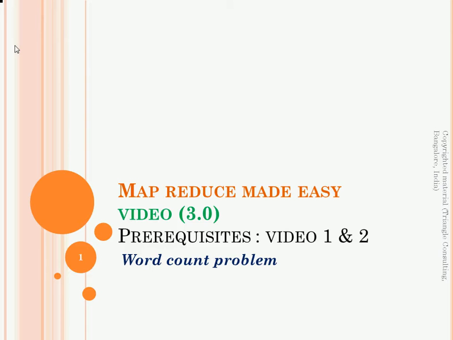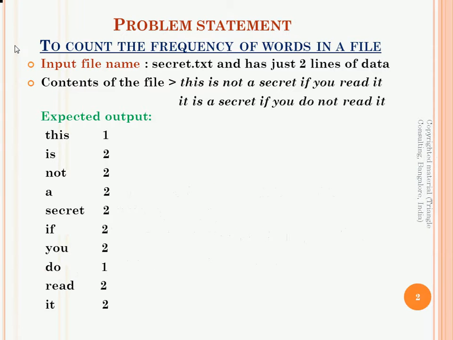So let's get started with a simple problem statement. Say that we have an input file. The name of the file is secret.txt, and the file just has 2 lines of data. The data in the file is: "this is not a secret if you read it," that's the first line; "it is a secret if you do not read it," that's the second line. That's it. It's a simple text file with just 2 input lines.